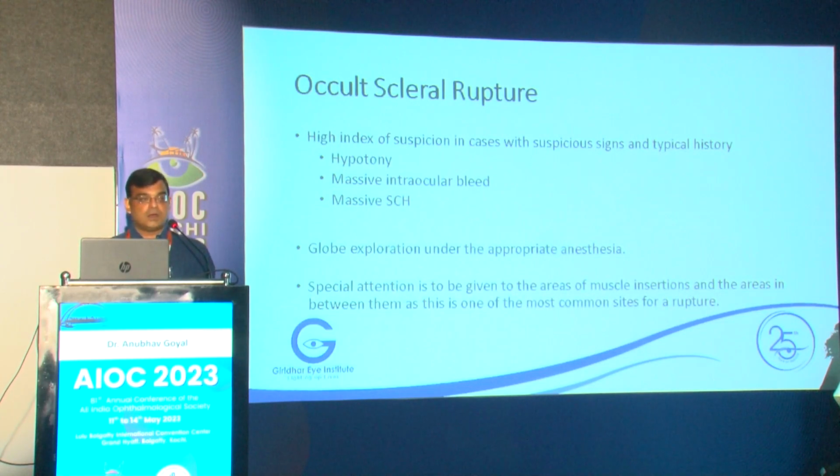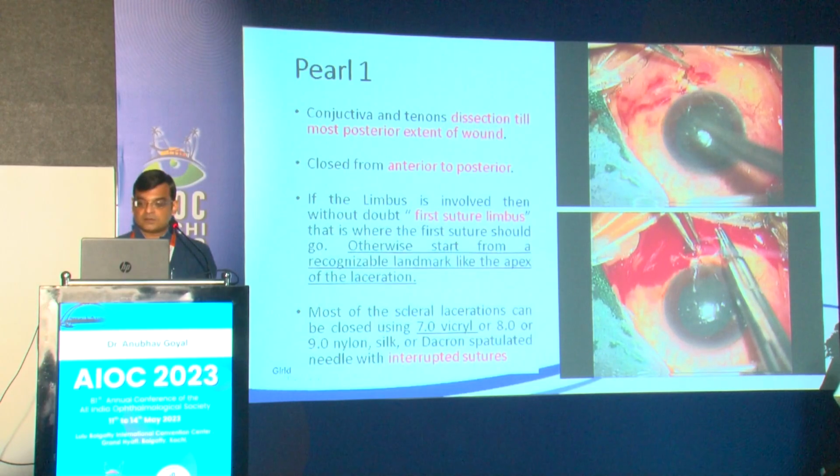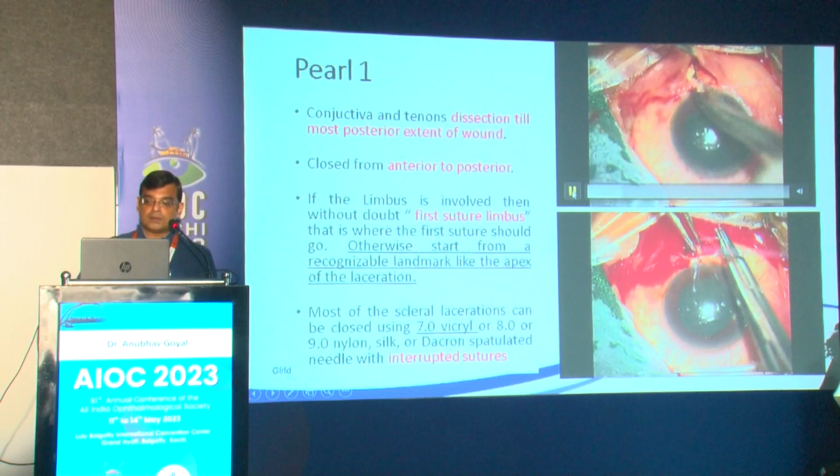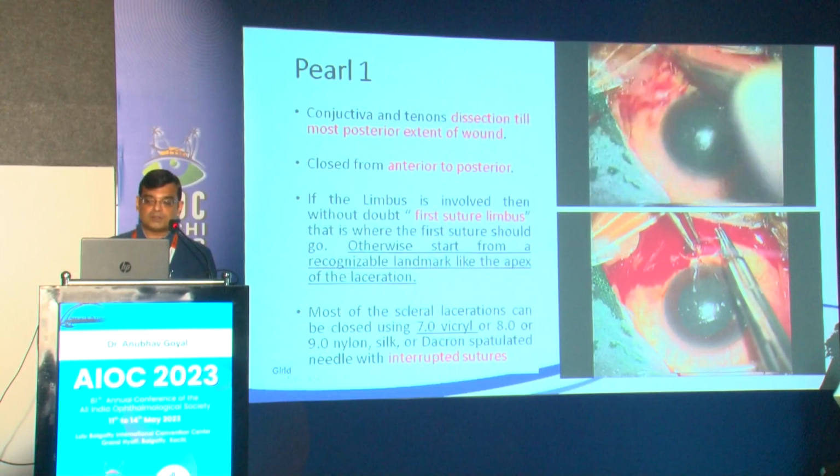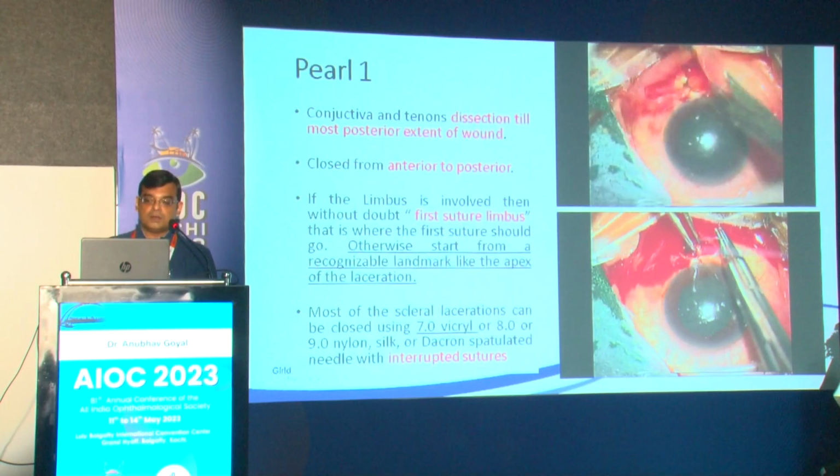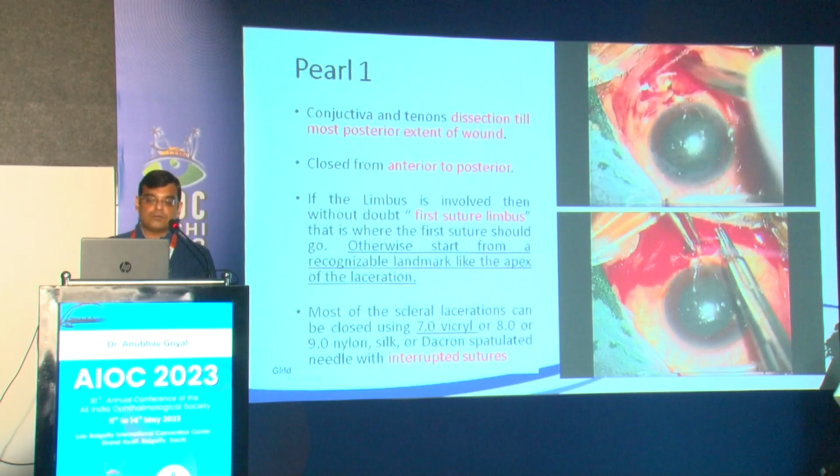Globe exploration is mandatory, under the appropriate anesthesia you are comfortable with. I prefer to operate these cases under general anesthesia, and special attention is to be given to the areas of muscle insertion in these explorations, because these are the thinnest areas where globe perforation is most expected. The important point is that the dissection of conjunctiva and Tenon's should be done from the anterior to the posterior extent of the globe. There's a video showing you have to nicely open up Tenon's and conjunctiva and explore the maximum length of the tear, and after confirming the posterior-most extent, you can start suturing, which will be better.